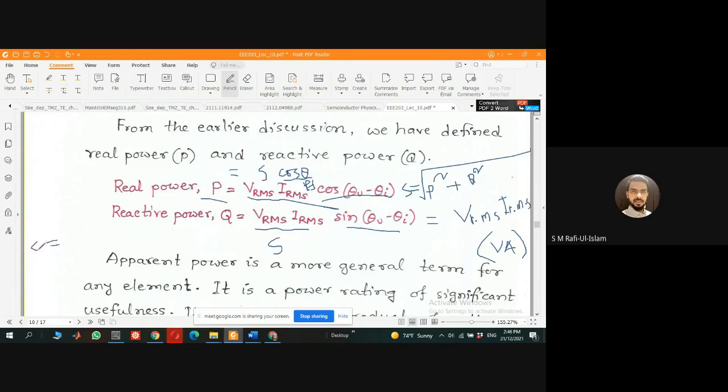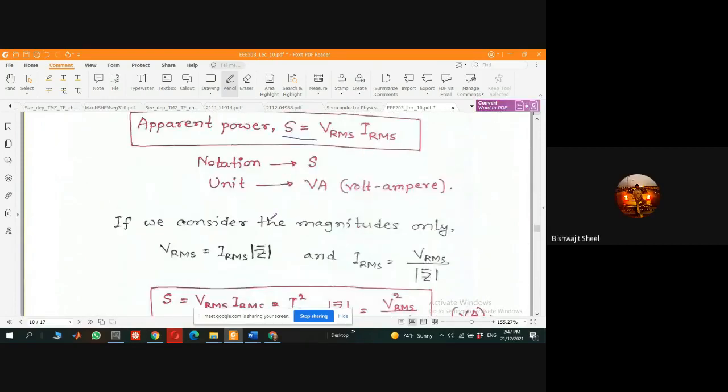There is another formula: Q equal to, can I write it down like this? Q equal to the square root of S square minus P square. So what I wanted to say is, if apparent power is given and real power is given, then we can calculate reactive power using this formula as well. Is it clear? Probably it is.